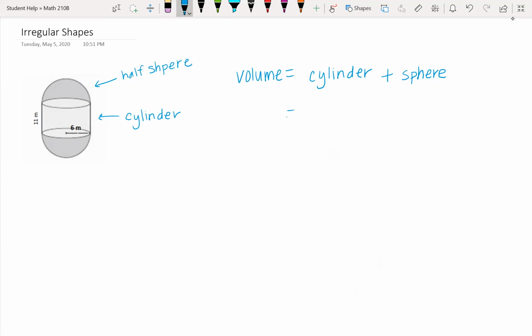The volume of a cylinder is the area of the base multiplied by the height, and the volume of a sphere is 4/3 pi times the radius cubed. So I'll look at these two separately. Let's start with the cylinder first.